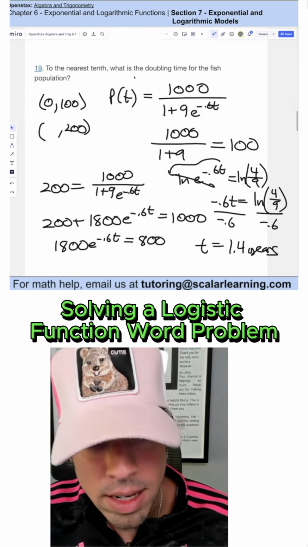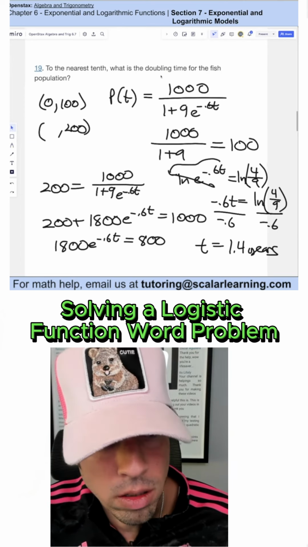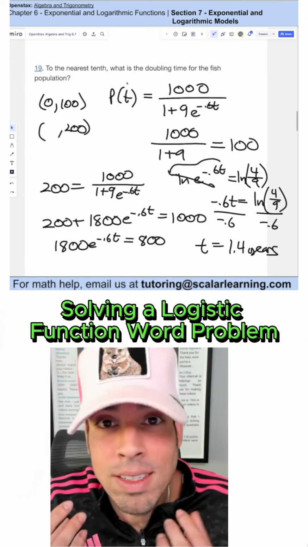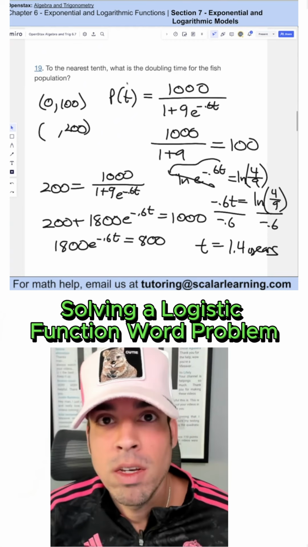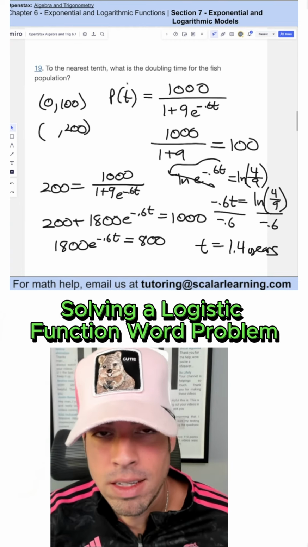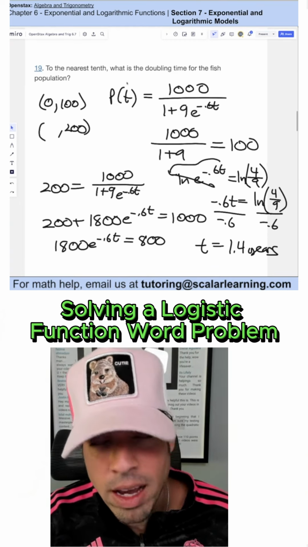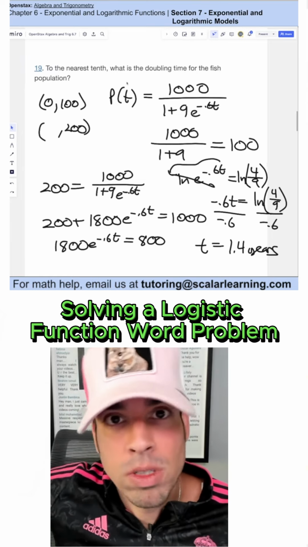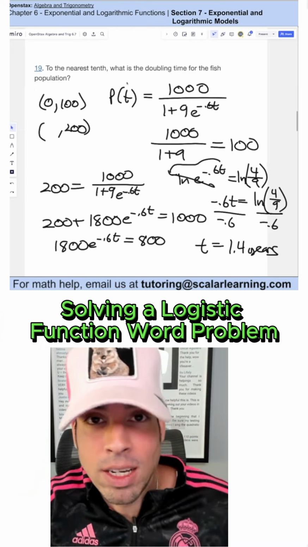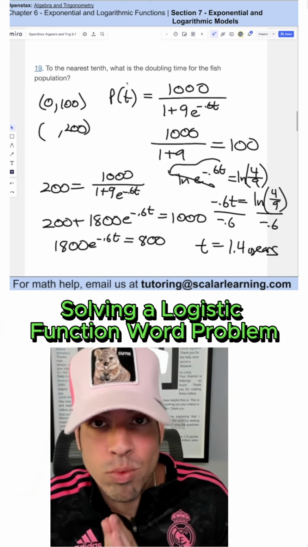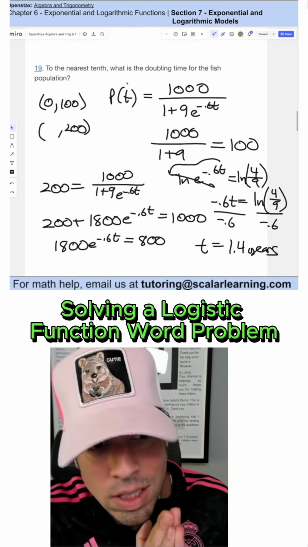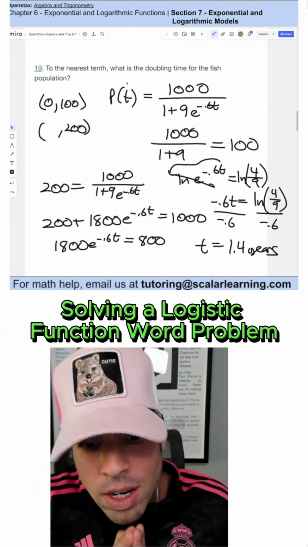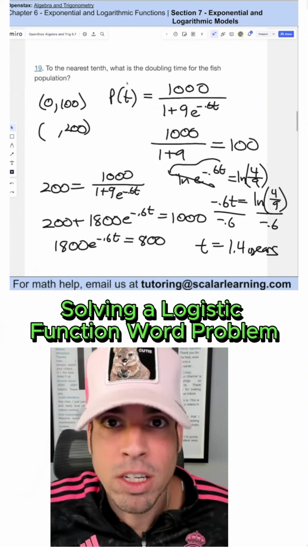Finally, just one other last thing to know when it says what is the doubling time for the fish population. Since this is a logistic function, the doubling rate doesn't stay consistent, right? So for example, in an exponential function, the doubling rate is consistent. Let's say it's 5 days, it's always going to be 5 days. For a logistic function, it kind of speeds up and then the rate of growth slows down. So this is just a doubling time for the fish from that initial population, just to clarify.